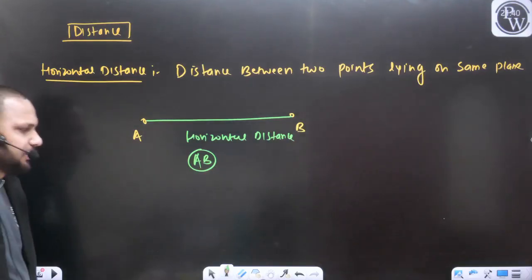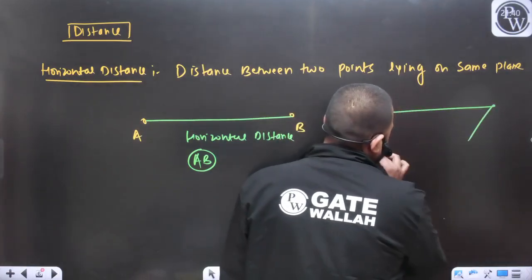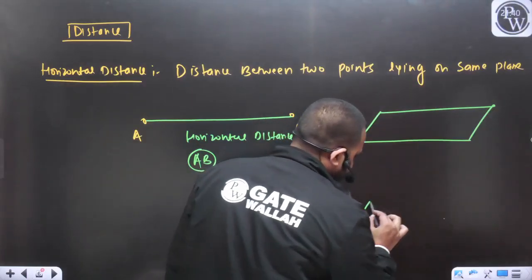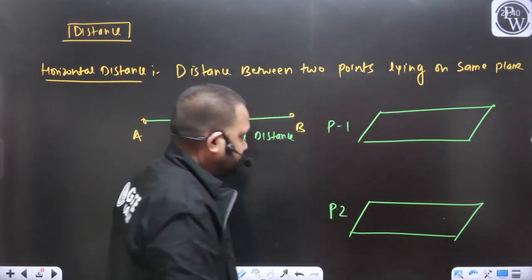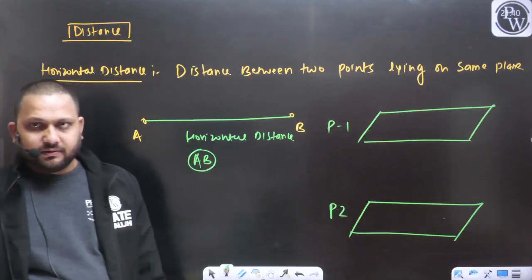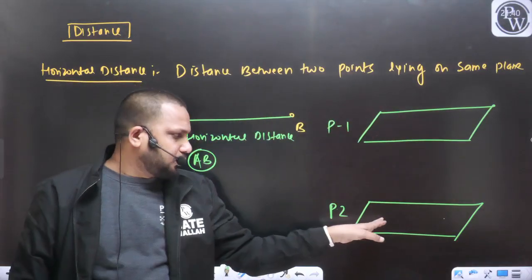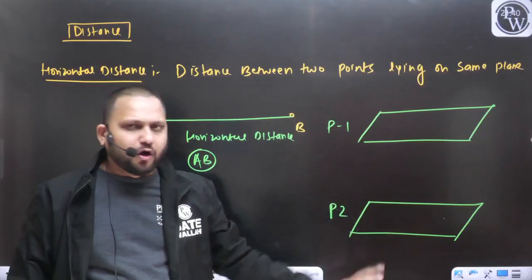Now let's consider two different planes. So let's say this is your plane 1 and this is your another plane, plane 2. Let's say this is the ceiling of your room and this is the floor of your room.